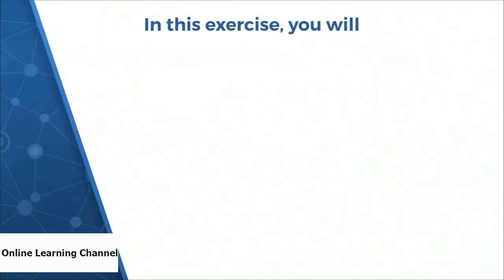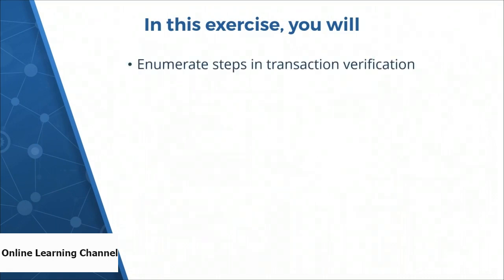In this exercise, you will first enumerate the steps involved in the verification of a transaction. Once a transaction has been invoked and then thrown into the transaction pool, then many mining nodes will be able to pick them up, and then before they can potentially be added to the blockchain, they will need to be verified. You will need to recall what exactly are the steps involved in this verification process.